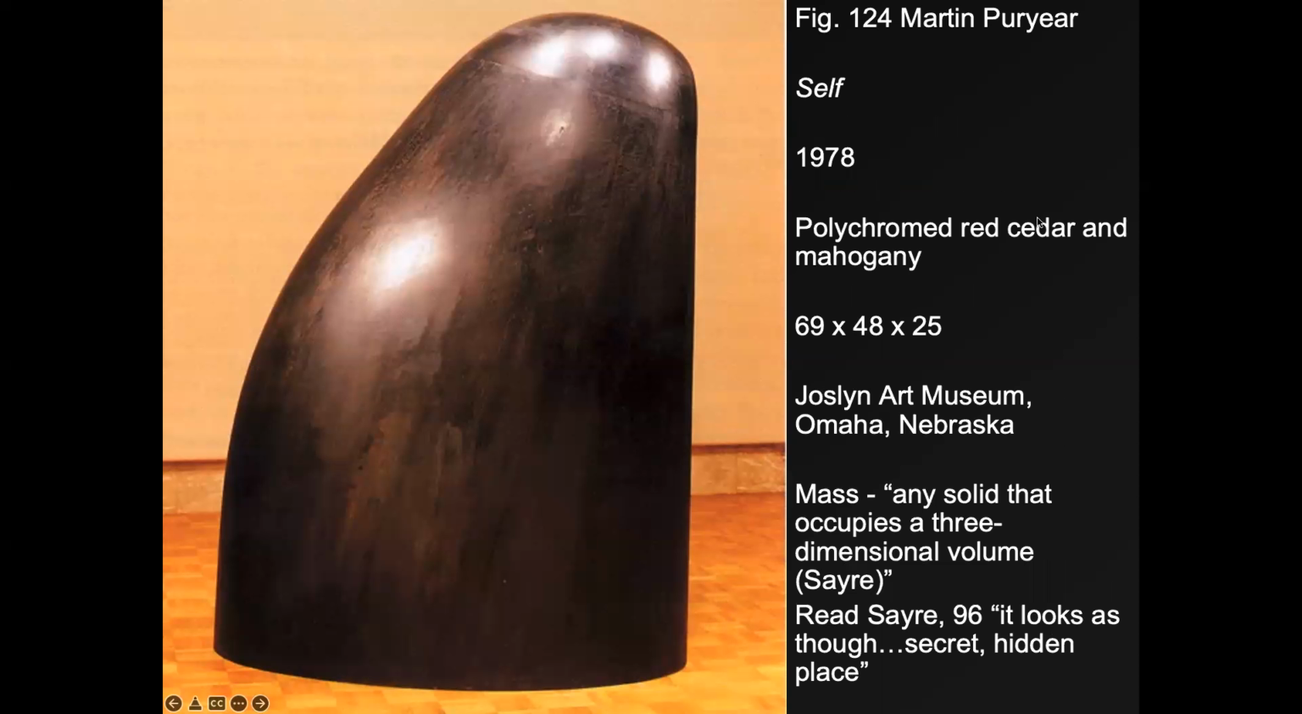And then Martin Puryear's Self, which is, as it kind of implies, a self-portrait. So mass is any solid that occupies three-dimensional volume. This particular piece is an actual three-dimensional sculpture. With this one, Puryear is talking about how the self can be something that is a little bit difficult to define. So by making this shape, it can get closer to the way that he considers himself, his kind of internal and secret thoughts.